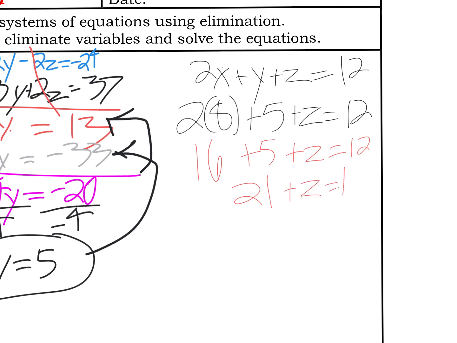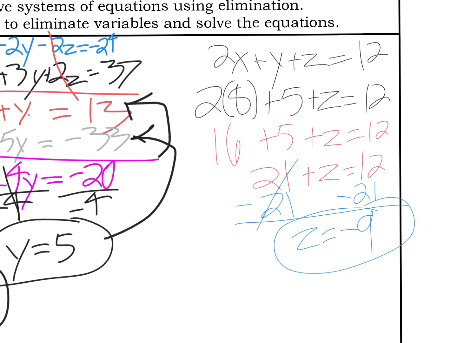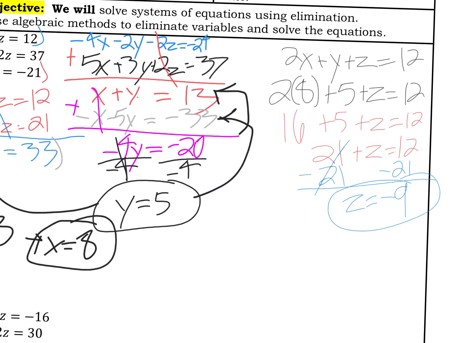So it's actually going down. All right. So to figure that out, I can just get rid of that 21 by subtracting it to the other side. 12 minus 21 is going to produce negative 9. And then we have our final answer. Okay. So my final answer would be 8, comma 5, comma negative 9.